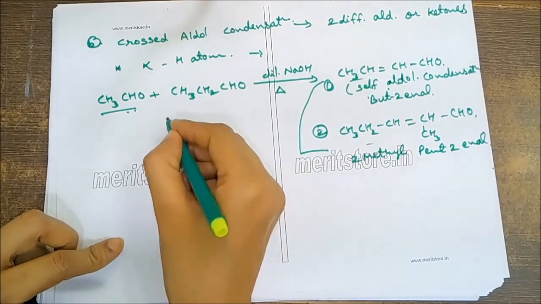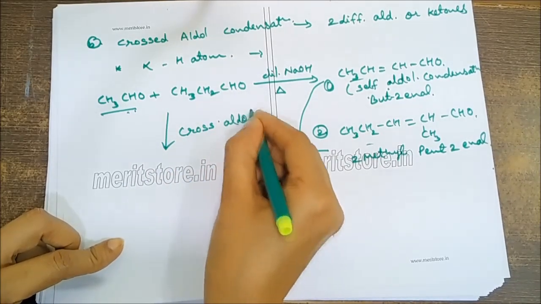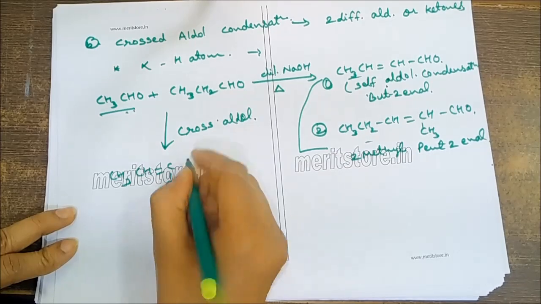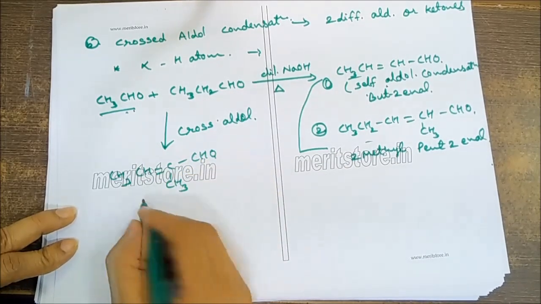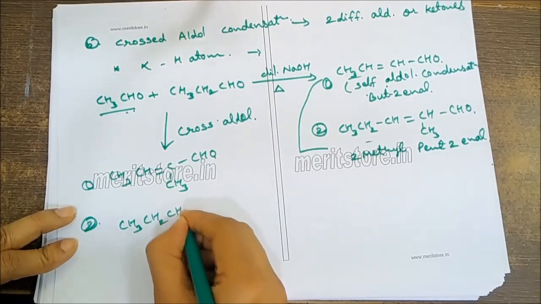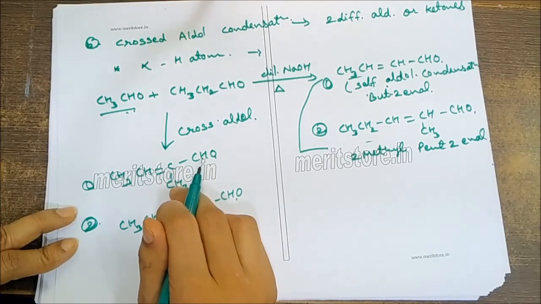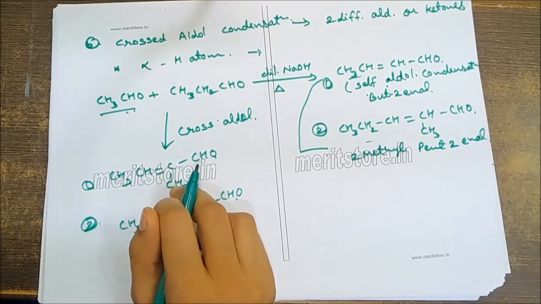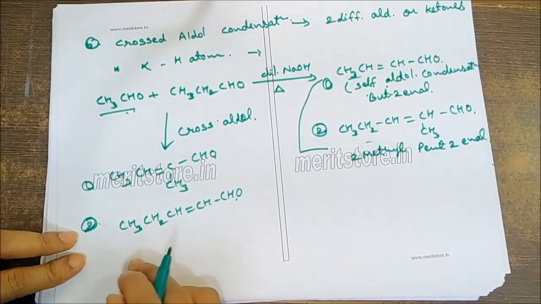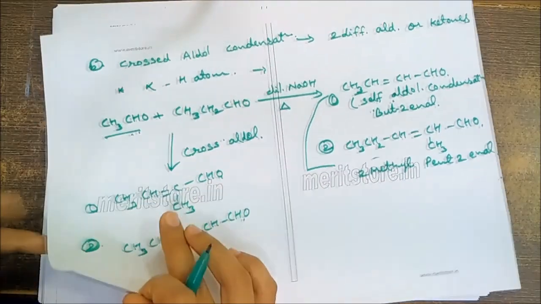Now from cross-aldol condensation, we'll get one product, and the other product will be this. This is 2-methylbutenol, and this is pent-2-enol. So this is self-aldol condensation, and this is cross-aldol condensation.